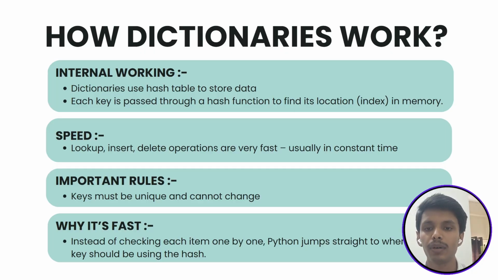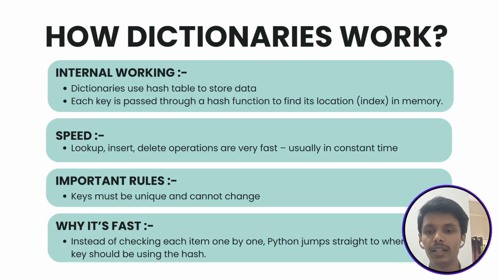When we insert a key, Python computes a hash of the key using the hash function. This hash determines where in memory the value should be stored. Instead of searching through all entries, Python jumps directly to the calculated location, which makes operations very efficient.